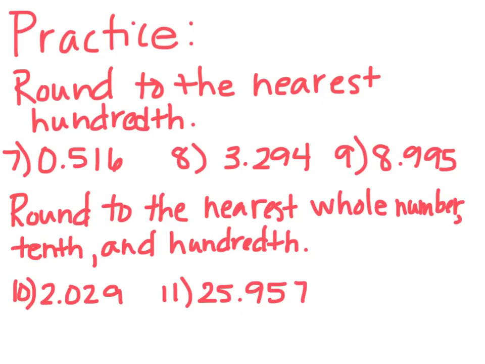Here are your final practice problems for Chapter 8.2. For numbers 7, 8, and 9, round to the nearest hundredth. For numbers 10 and 11, round to the nearest whole number, tenth, and hundredth. Remember, when you're rounding to the nearest whole number, you only have to pay attention to the digit in the tenths place. When you're rounding to the nearest tenth, you only have to pay attention to the digit in the hundredths. And when you're rounding to the hundredths, you'll let the digit in the thousandths place guide your choice.